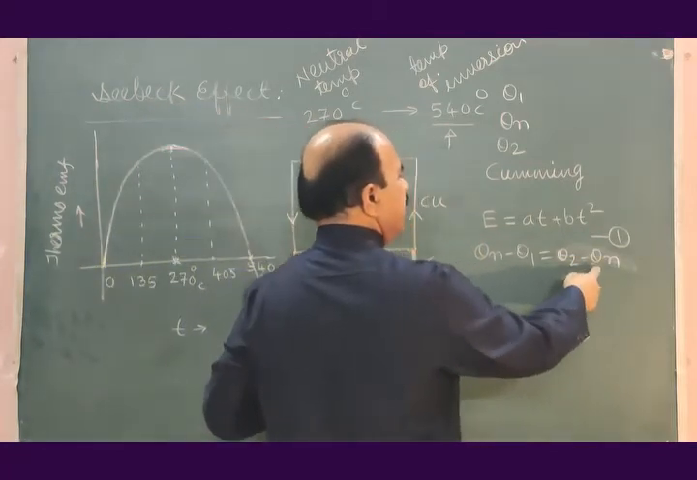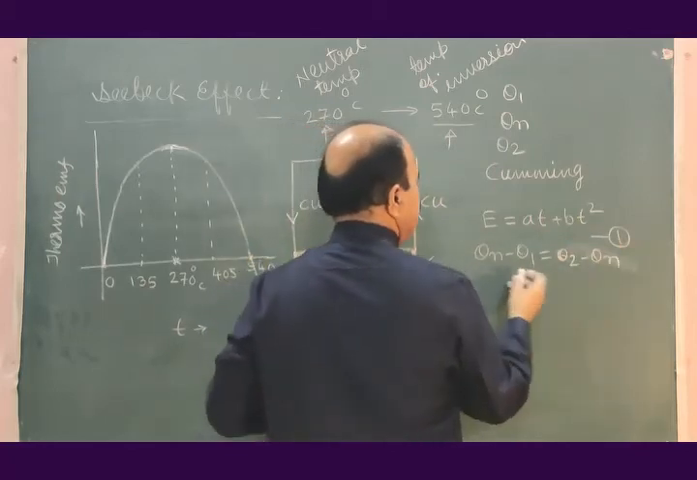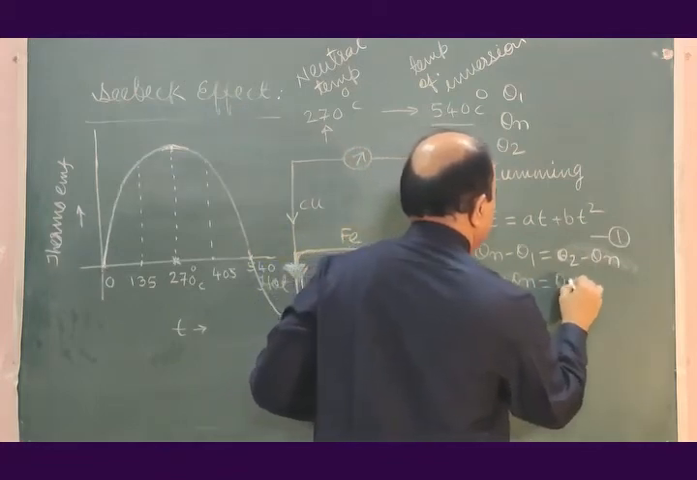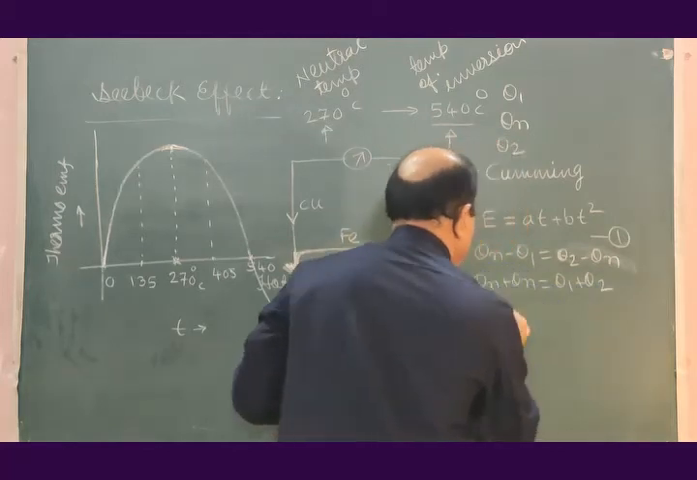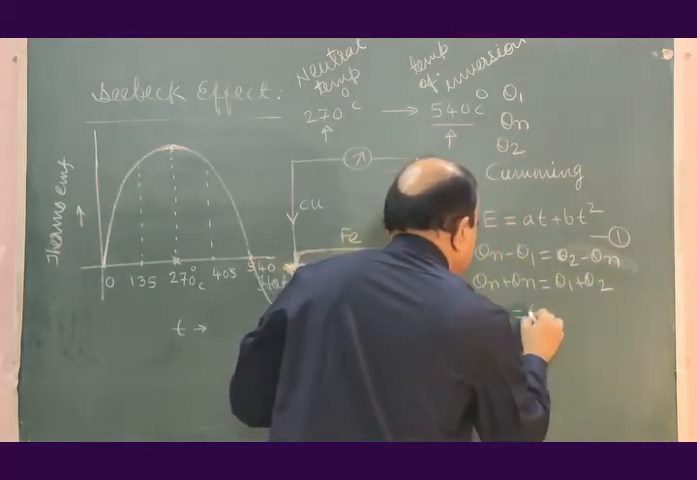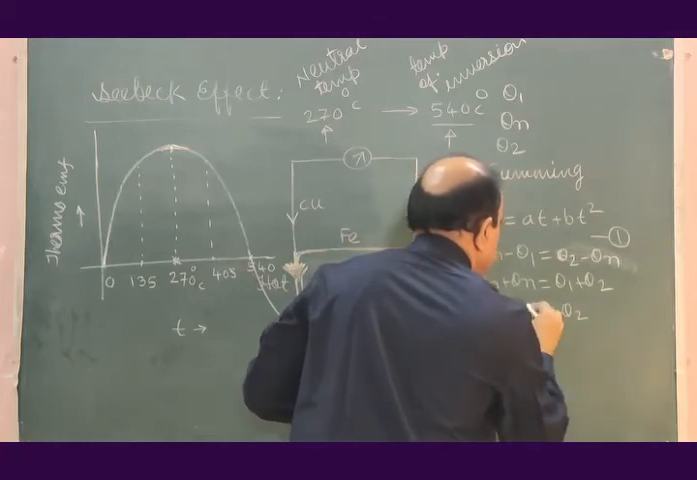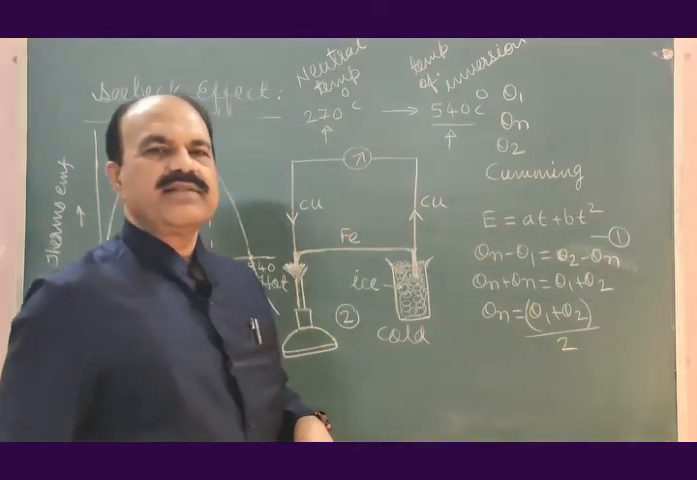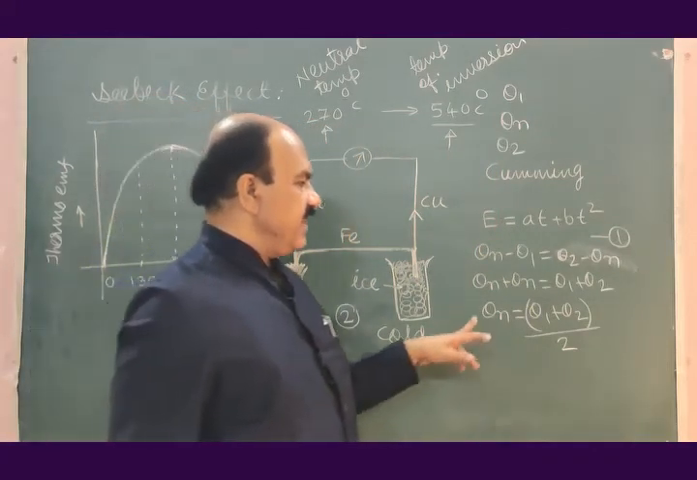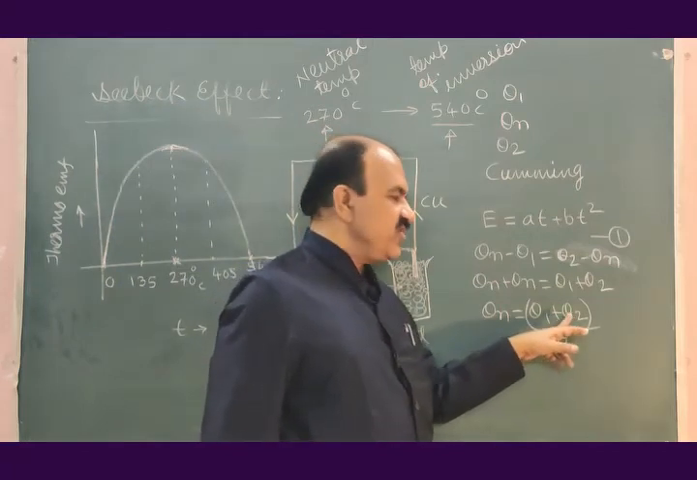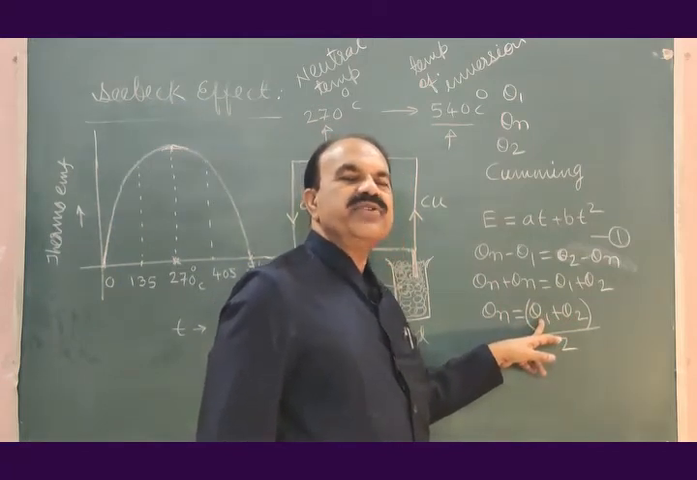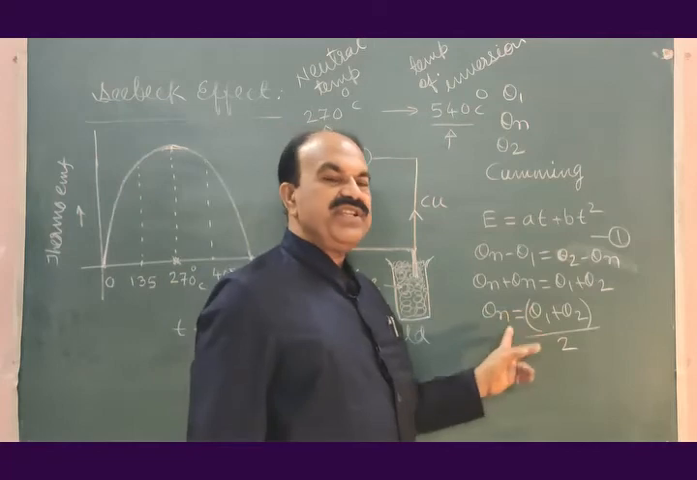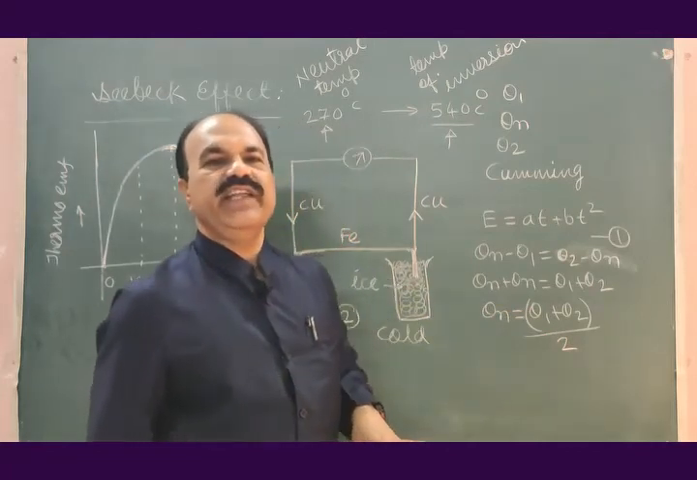Let us bring minus theta n to this side and minus theta 1 to this side. So it will be theta n plus theta n equal to theta 1 plus theta 2, or theta n is equal to theta 1 plus theta 2, whole divided by 2. So this is the relation between the neutral temperature, the temperature of inversion, and the temperature of the cold junction. If any two of these are known, the third can be found very easily.